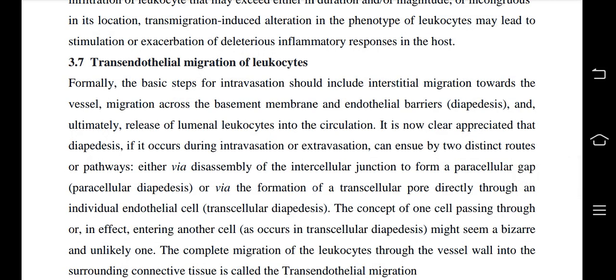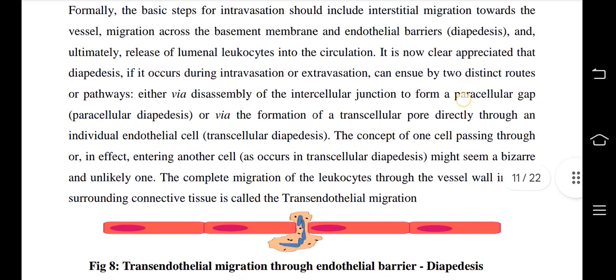Then, transendothelial migration of leukocytes. Finally, the basic steps for intravasation should include interstitial migration towards the vessel, migration across the basement membrane and endothelial barriers, diapedesis, and ultimately release of luminal leukocytes into the circulation. It is now clearly appreciated that diapedesis, whether it occurs during intravasation or extravasation, can ensue via two distinct routes: either via disassembly of the intercellular junction to form a paracellular gap, paracellular diapedesis, or via the formation of a transcellular pore directly through the individual endothelial cells, transcellular diapedesis.